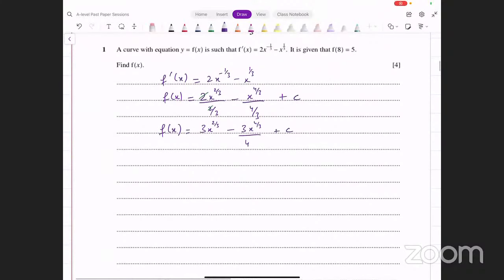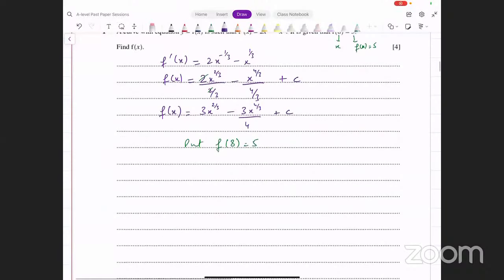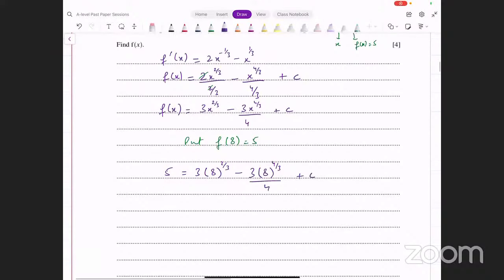Now we are given this point f of 8 equals 5. That means when the value of x is 8, the value of f of x is going to be 5. So basically x 8 है तो y 5 है. ये इसके अंदर input कर दें. Put f of 8 equals 5. So in place of x, we're going to input 8. In place of f of x, we're going to input 5. We have 5 equals 3 into 8 raised to power 2 over 3 minus 3 into 8 raised to power 4 over 3 divided by 4 plus c. And that's going to give you the constant.